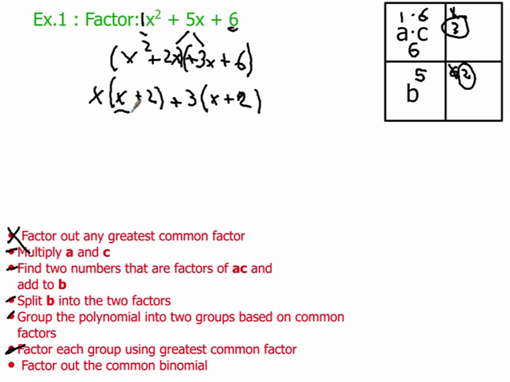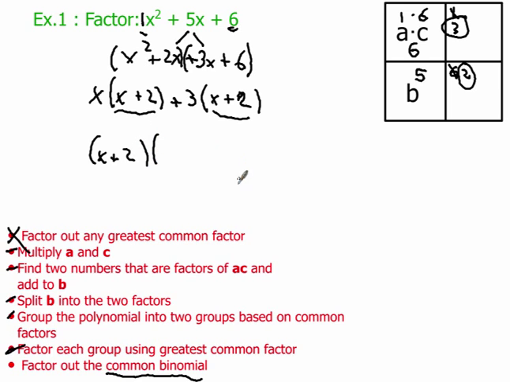Now what you should notice is that this is x plus 2 and this is x plus 2. This is what I mean when I say the common binomial. If you do this correctly, what's left inside the parentheses should be the same in both places. Now, if you think distributive property, this is x plus 2 times x plus x plus 2 times 3. So I can pull that x plus 2 out.